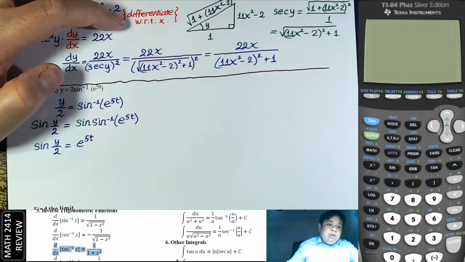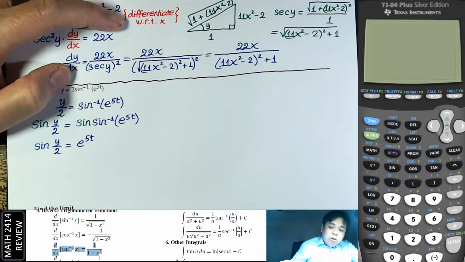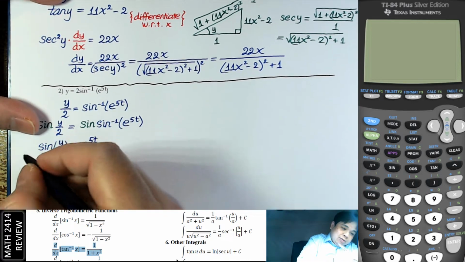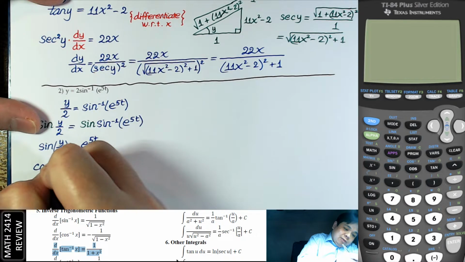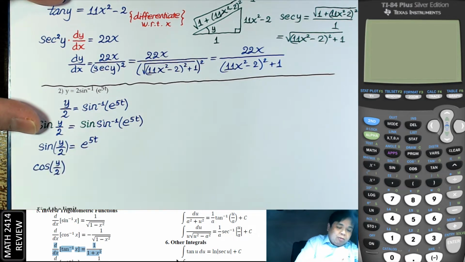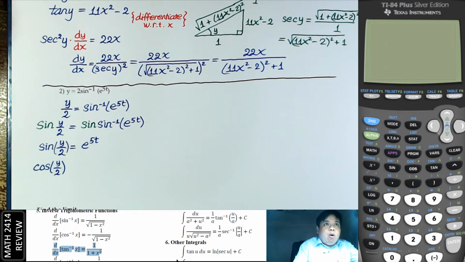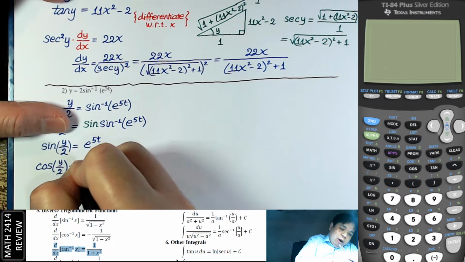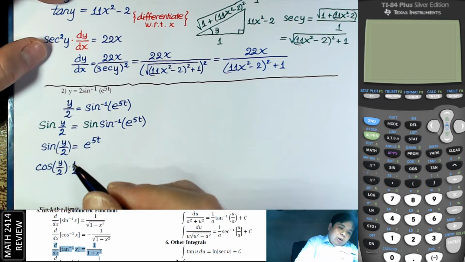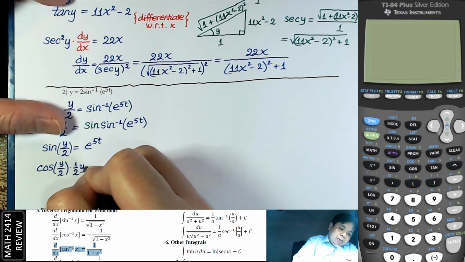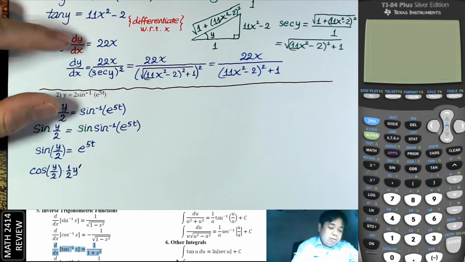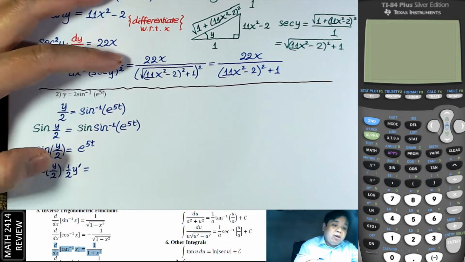Now once again we differentiate with respect to x on both sides. Derivative of sine is cosine. And then the derivative of y over 2, or 1/2 y, is 1 over 2 y prime. Of course I can write dy over dx, but y prime also doesn't matter. Right, so that is the derivative on the left side.